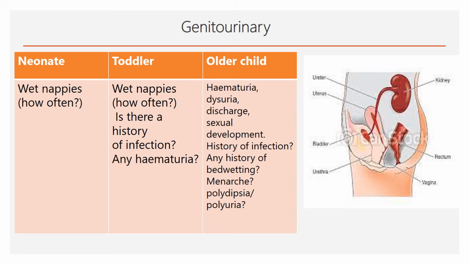Urinary system. At neonate, wet nappies, how often? At the toddler, wet nappies, how often? Is there a history of infection? Any hematuria? At the older child, check hematuria, dysuria, discharge, sexual development, history of infection. Any history of bedwetting, menarche, polydipsia, polyuria.